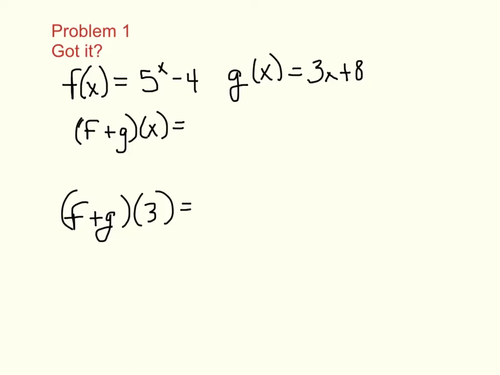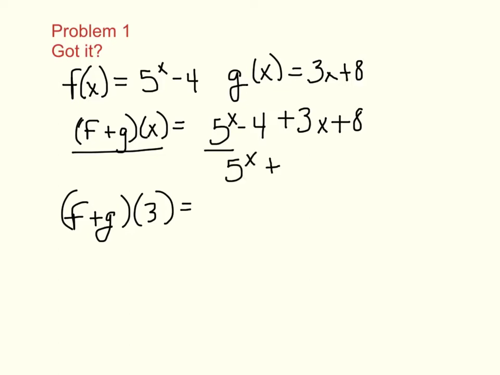So problem 1, the got it. We have two different expressions. We have 5 to the x minus 4 is f of x, and we have g of x equals 3x plus 8. All we do, right here, it says to add them together. Literally, all you're going to do is take 5 to the x minus 4 plus 3x plus 8. All we do is combine like terms. Well, 5 to the x, there's nothing you can do, so it's just 5 to the x. Plus 3x, there's nothing I can do. And then I take 8 minus 4. 8 minus 4 is plus 4. There's your answer. That's as easy as it is.